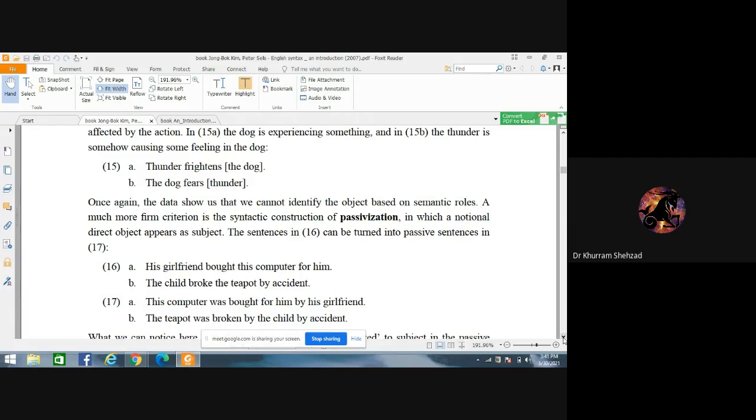Got this point? So he says a much more firm criterion is the syntactic construction of passivization. Passivization will tell us whether something is object or not, because when something is object, it can be changed into the passive voice. When something is not the object, it cannot be changed into the passive voice. Are you getting this point?